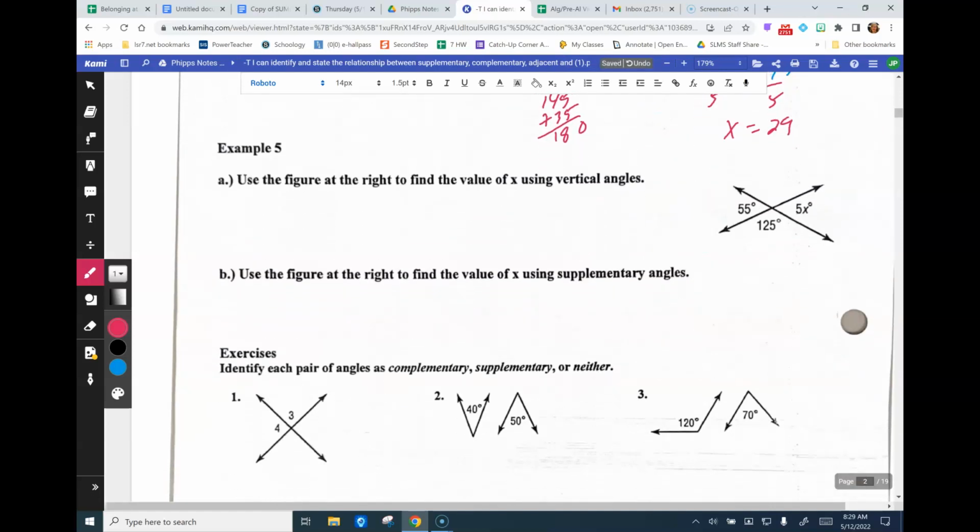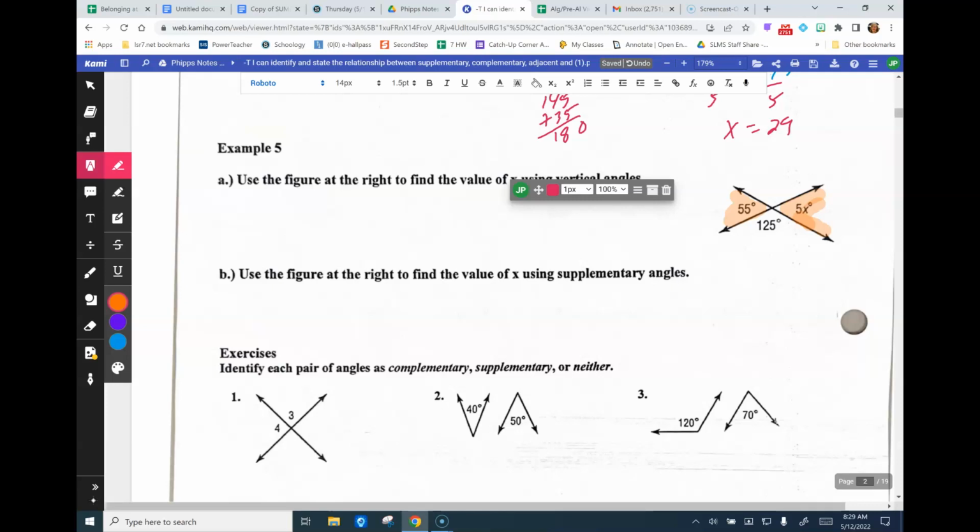Use the figures at the right to find the value of x using vertical angles. So if I'm going to use vertical angles, I'm going to say that this is a vertical angle with this. Okay, now we also realize that 125 is up here also. But I know vertical angles are congruent, or they're equal in measure. So I can say 55 is equal to 5x, and I can solve for that. So I'm going to divide both sides by 5, and I get 11 is equal to x. Okay, so that is if I'm going to solve it using vertical angles.